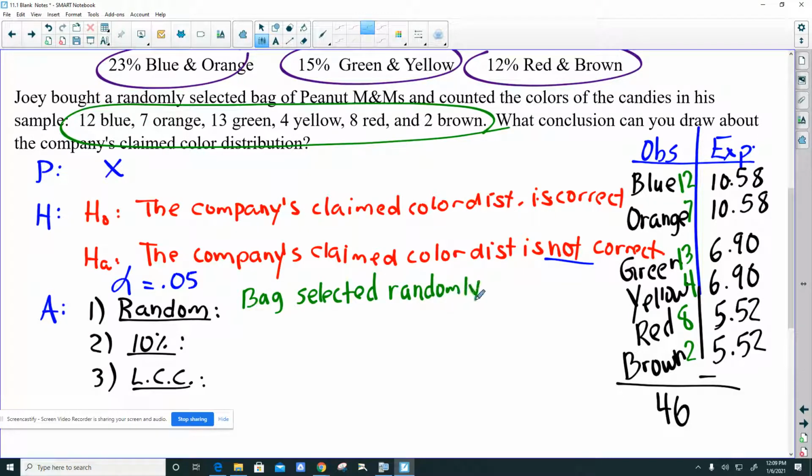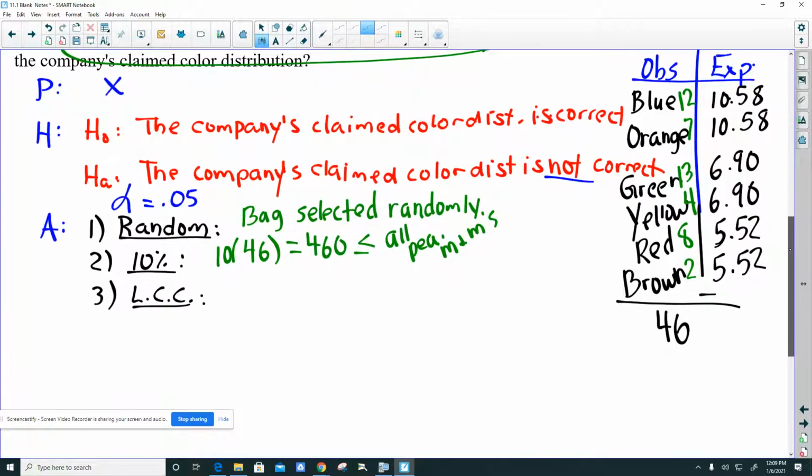So bag selected randomly, you can say. The 10% condition: 10 times the sample size, that was 46, should be less than or equal to the population. That's 460, I should say equals here. 460 needs to be less than or equal to all peanut M&Ms. There's definitely a lot more than 460 peanut M&Ms, so we're well below the population size.